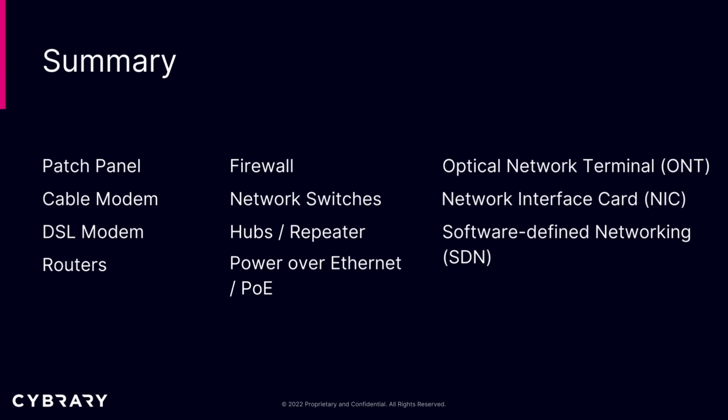Okay, in summary for this lesson, this is all the information that we covered on common hardware networking devices. We covered the patch panel, cable modems, DSL modems, routers, firewalls, and network switches. We talked about the hub, which is really a repeater, power over Ethernet, the ONT, the network interface card, and we finished off talking about software defined networking.